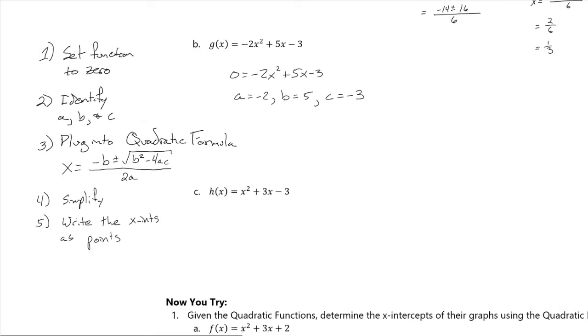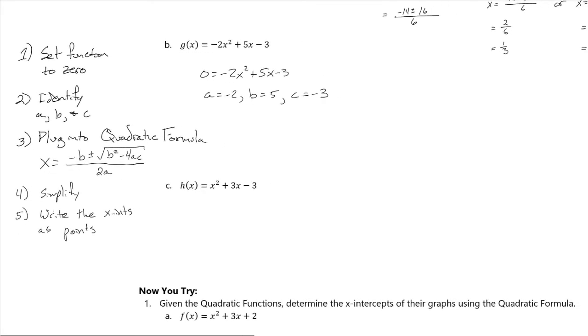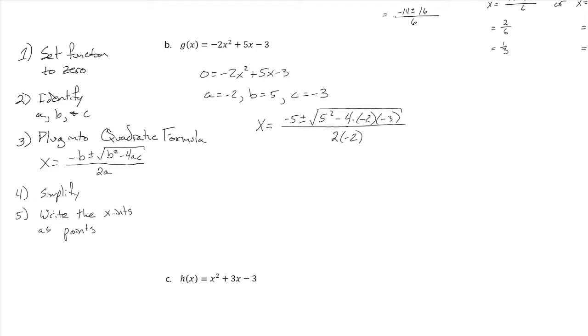All right, so let's plug a, b, and c into our quadratic formula. We get x equals big long fraction. Negative b on top is negative 5 plus or minus the square root of b squared, so that would be 5 squared, minus 4 times a, which is negative 2, times c, which is negative 3. Extend my fraction bar out, close up the square root. On the bottom we have 2 times a, which is negative 2. I had to make a little more room there.